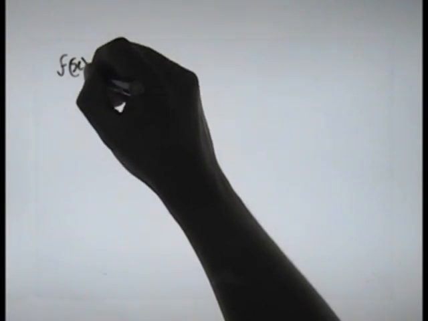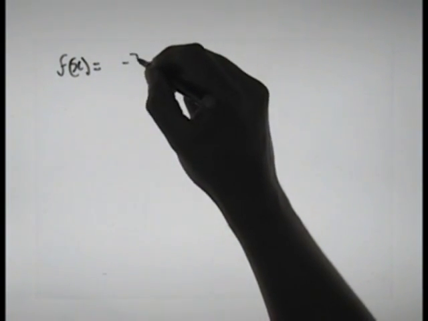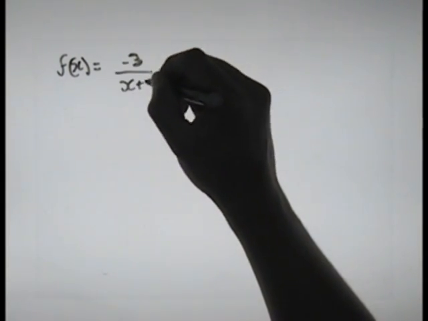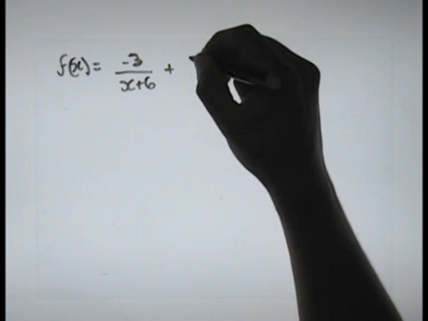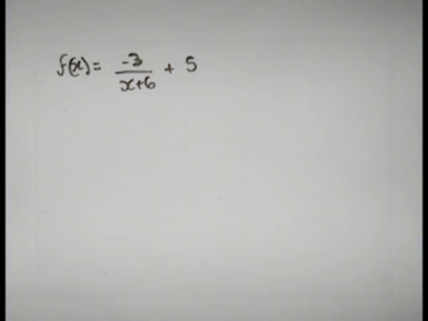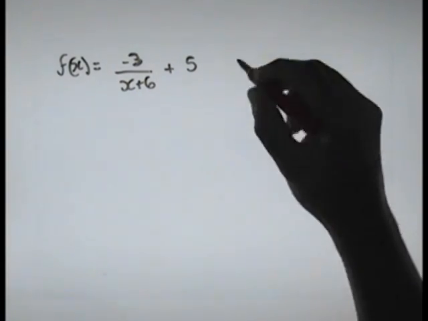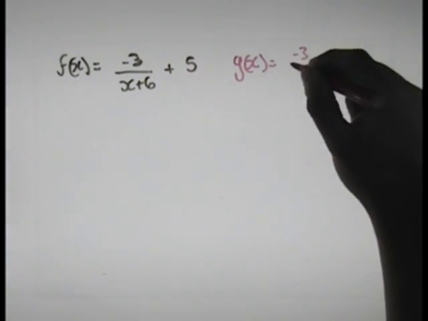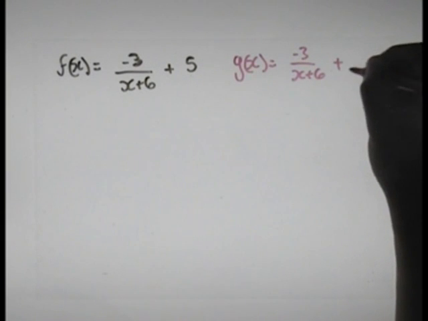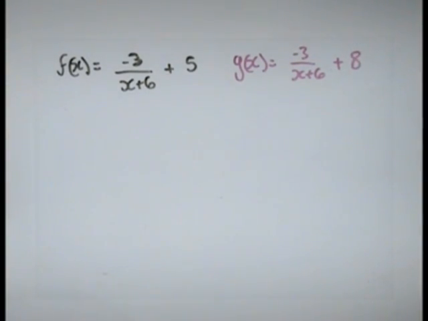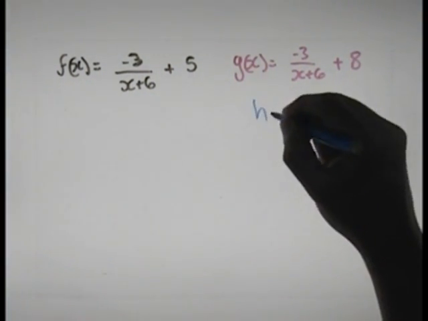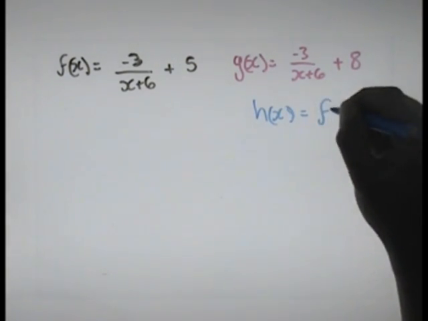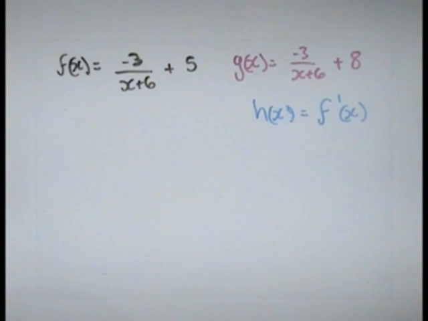The next one I gave you to do read f of x is equal to negative 3 over x plus 6, plus 5. G of x is equal to negative 3 over x plus 6, plus 8. And the third one I wanted you to do was h of x is equal to the inverse of f of x.